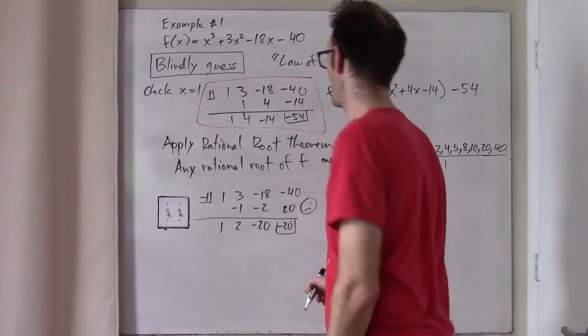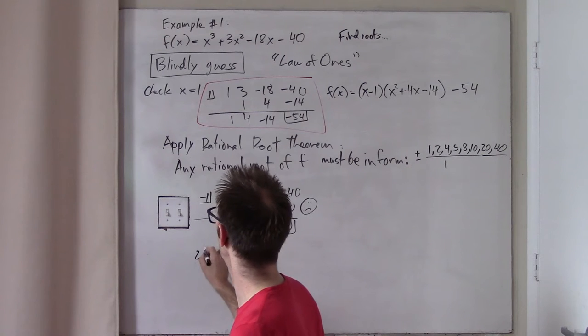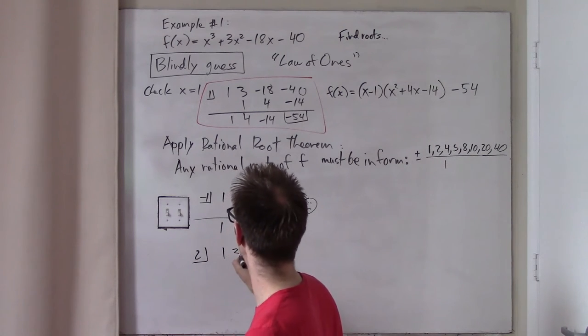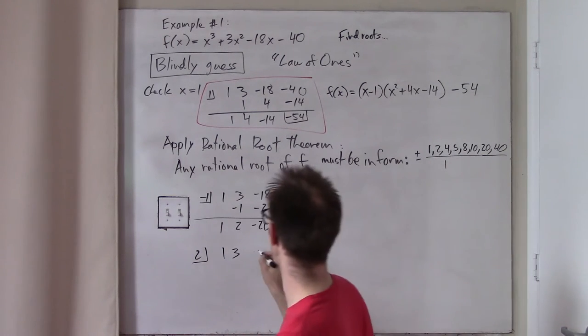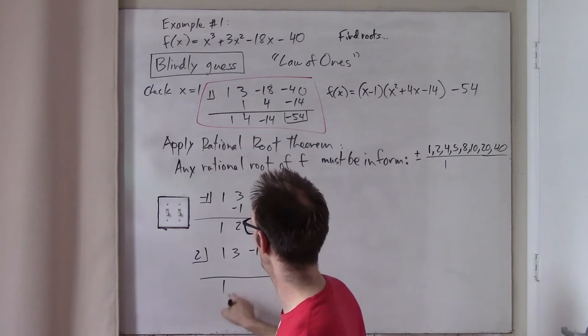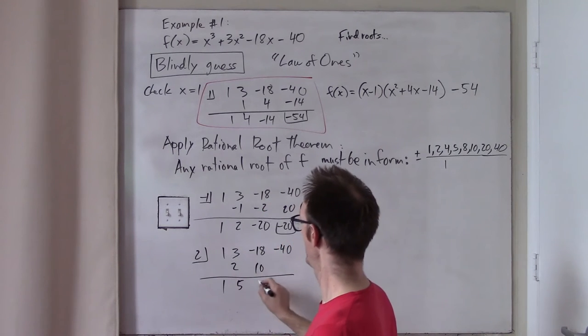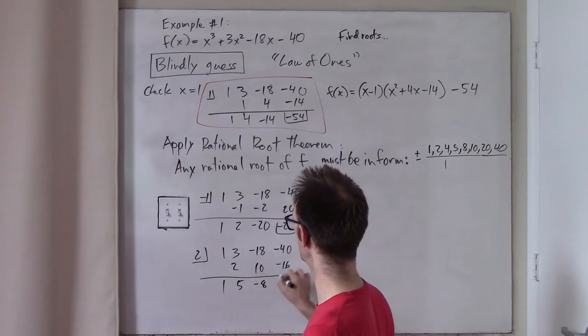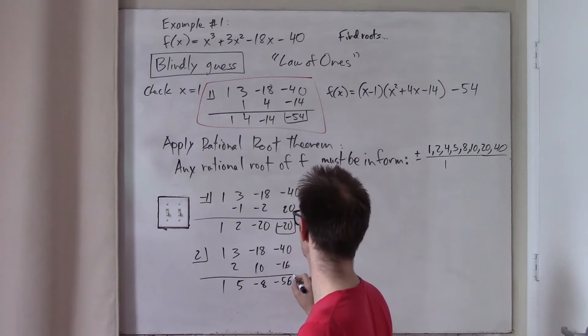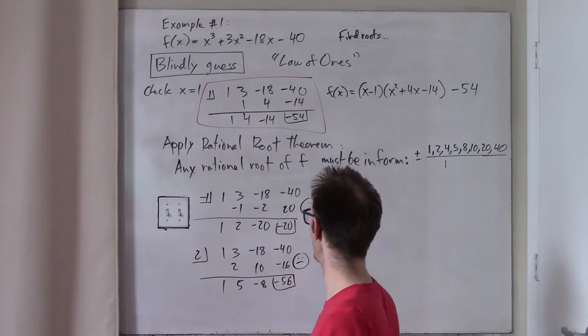Okay, let's try again. Now let's try with, I don't know, 2 or something. 2 is a nice small number. In fact, it's kind of the next number in my list to try. So let's go. So I get 1, 2, 5, 10, -8, -16, that's -56. So that also doesn't work. So I'm kind of really sad.